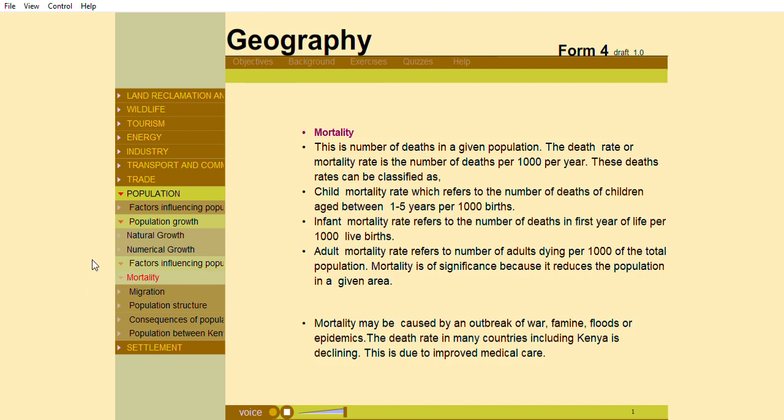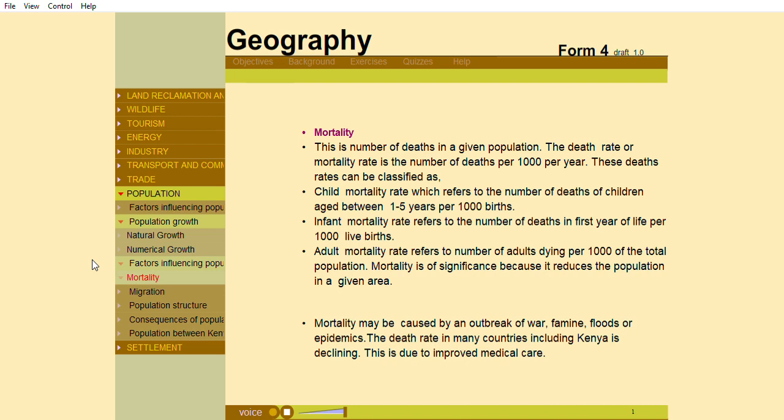Mortality. This is the number of deaths in a given population. The death rate or mortality rate is the number of deaths per 1,000 per year. These death rates can be classified as child mortality rate, which refers to the number of deaths of children aged between 1 to 5 years per 1,000 births. Infant mortality rate refers to the number of deaths in the first year of life per 1,000 live births. Adult mortality rate refers to the number of adults dying per 1,000 of the total population.